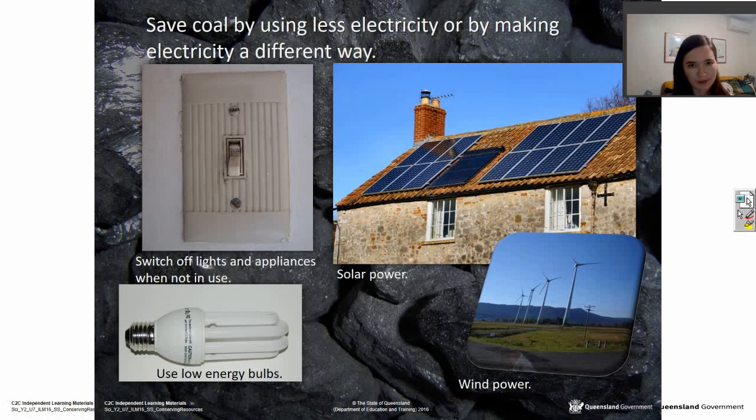Alright, and this is save coal. So coal is a limited resource from under the ground. So we can save coal by using less electricity, or we could make it in a different way. So maybe you have some of these at home. Maybe you have some solar panels. You can switch off lights and appliances when you're not using them. You can switch to low energy light bulbs, or we can use wind power. So these are all ways that we could use less electricity. So out of these ways, what do you think would be easiest for you to do? Would you be able to go and put some solar panels on your house, or would it be easier for you to switch your lights off when you leave your bedroom?